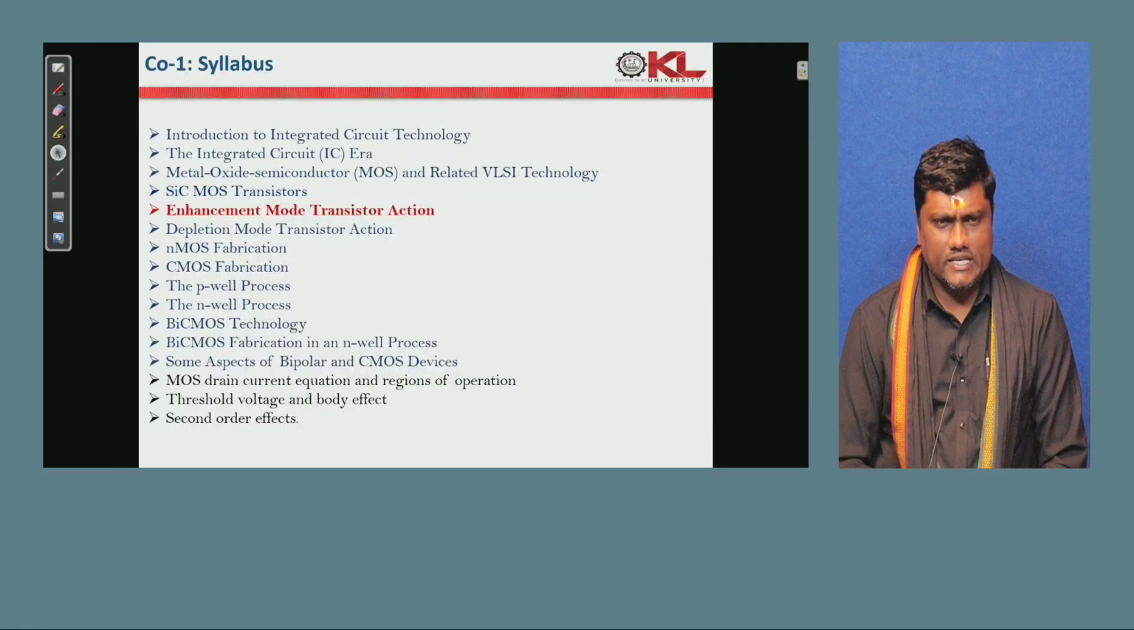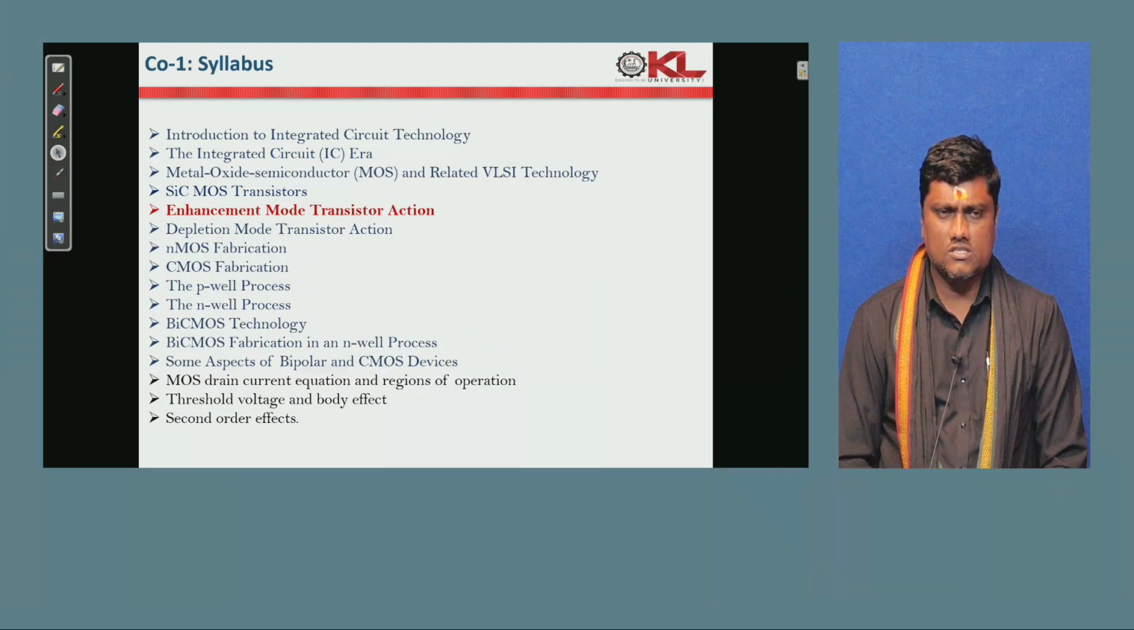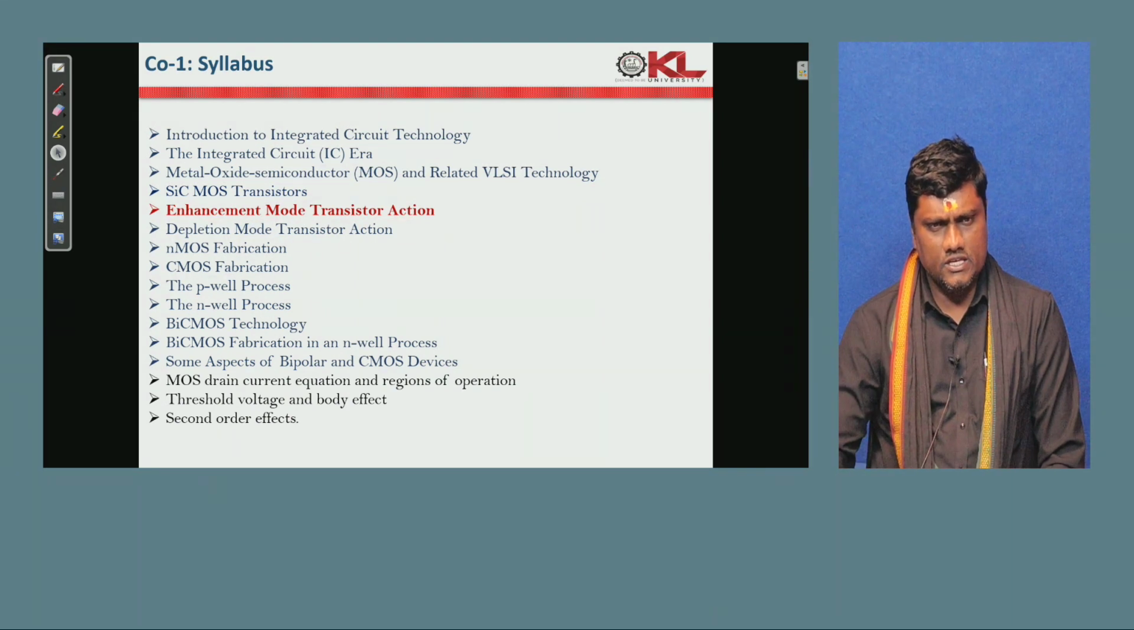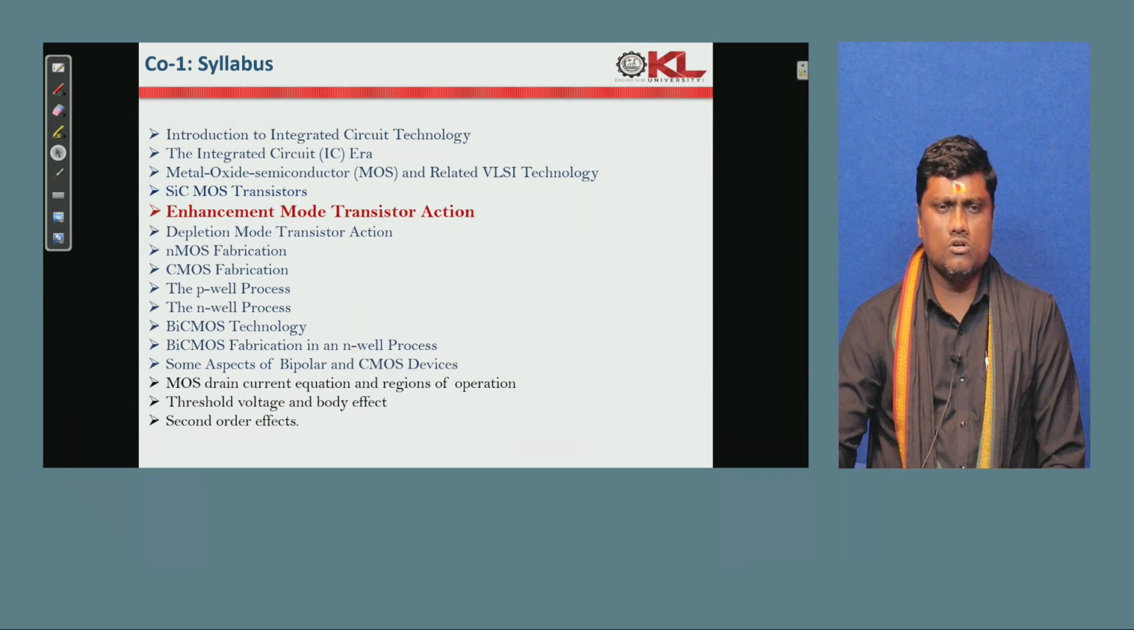So let us discuss the second section of the MOS transistor device and its characteristics. We have two types of MOS transistor: one is the enhancement mode transistor and another one is the depletion mode transistor, which we already discussed. Let us discuss the mechanism of the enhancement mode transistor.